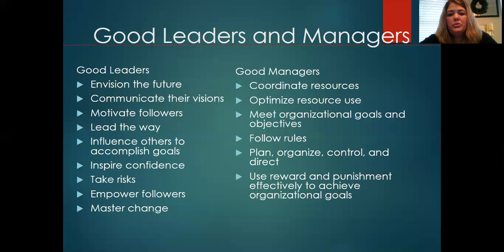They use reward and punishment effectively to achieve organizational goals. So, you know, those staff that are meeting goals and doing what needs to be done appropriately may get rewarded. They may get a pizza party, those kinds of things you see happen sometimes. And then staff that are not doing what they are supposed to do could be written up and counseled over those issues. That's something that a manager would do, not necessarily a leader.